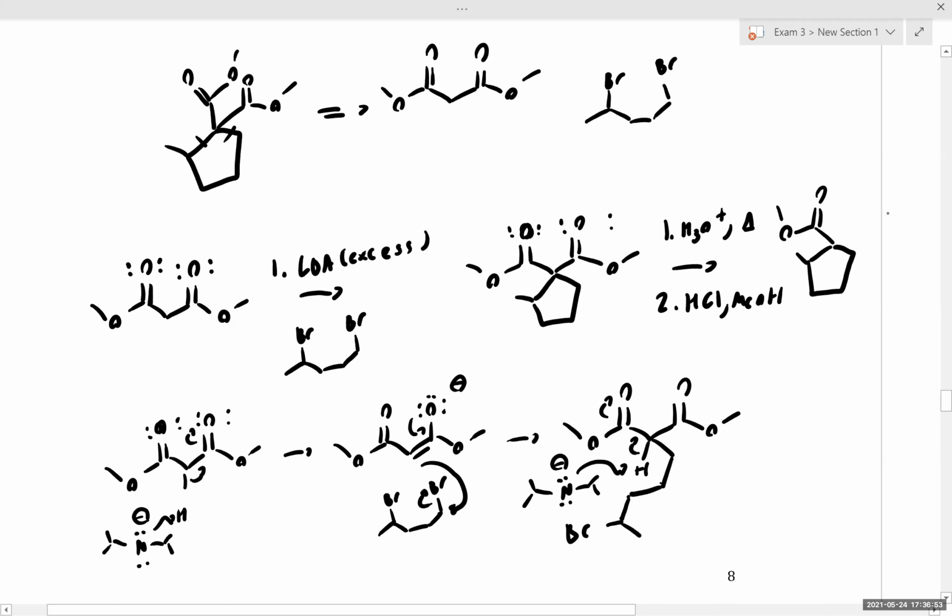Does this synthetic sequence and this idea of pattern recognition in synthesis make sense? We can recognize this 5-membered ring attached to a methyl ester as a dialkylation of a malonic ester. Any other questions on this example?